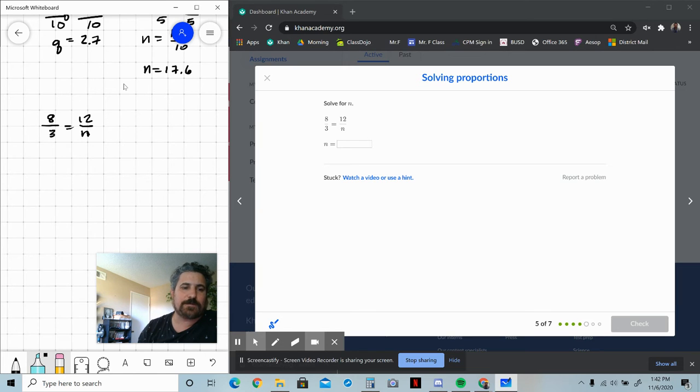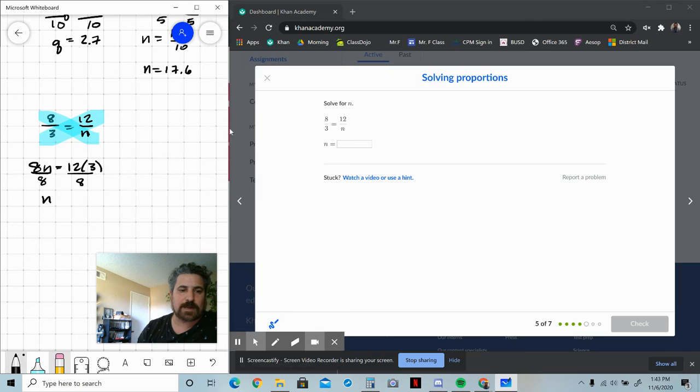But I think it's easier for you guys just to rely on the cross product in this case if you don't see an easy relationship. So just do that. 8 times n is equal to 12 times 3. Now, in the previous problems, I said look for compatibility. In this case, you do have compatibility because I can see that 12 and 8 are going to eventually have some compatibility there. So I'm going to divide both sides by 8 before I multiply.